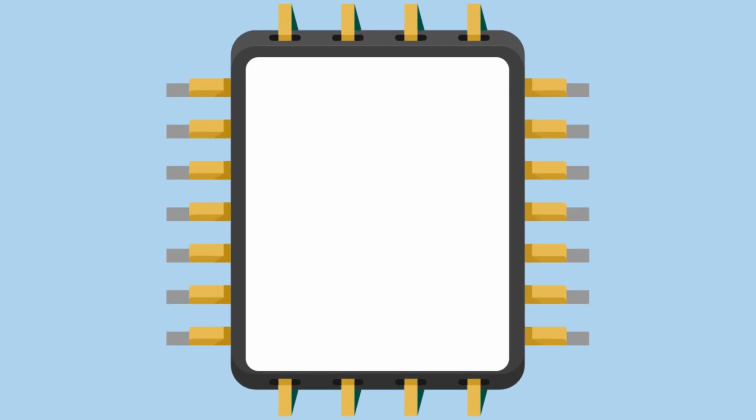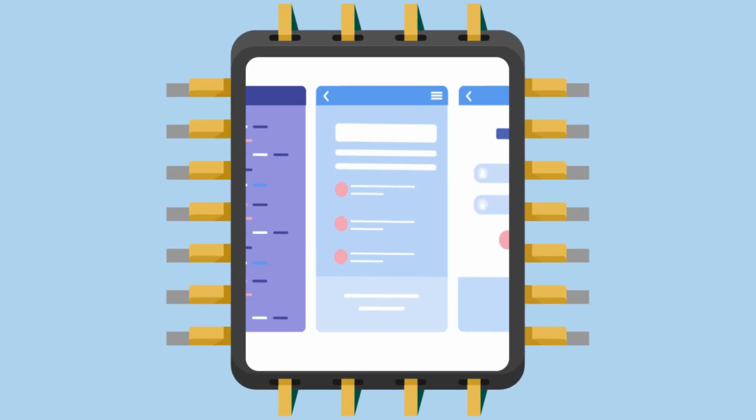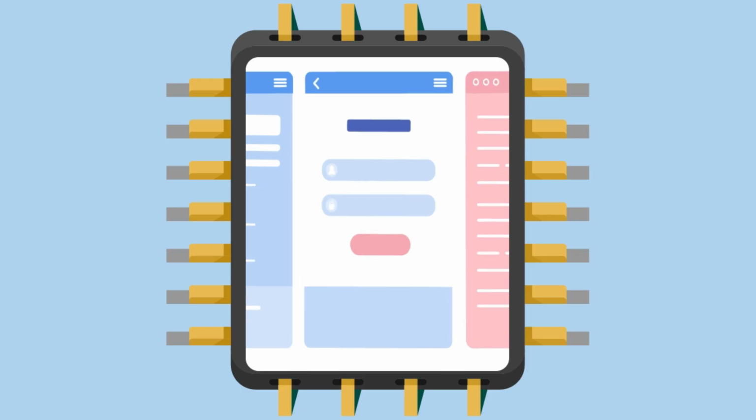First, the phone checks. Is this app already in RAM? If it is in RAM, that is like the app is already on the desk. The phone just brings that window to the front. Fast. This feels almost instant.